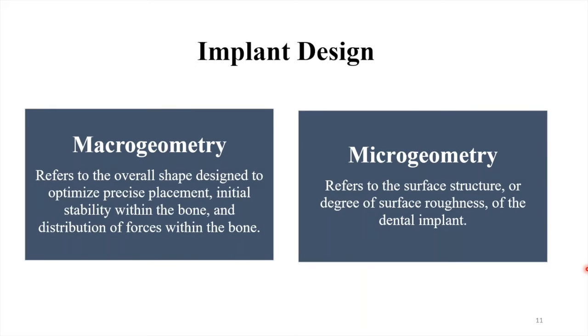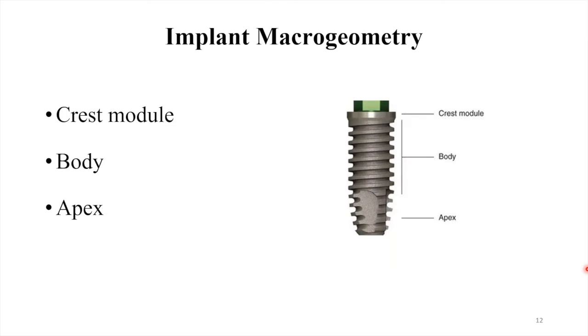Implant design can be described under macrogeometry and microgeometry. Macrogeometry refers to the overall shape designed to optimize precise placement, initial stability within the bone, and distribution of forces within the bone. Microgeometry refers to the surface structure or degree of surface roughness of the dental implant. Implant macrogeometry can be studied under the crest module, body, and apex of the implant.